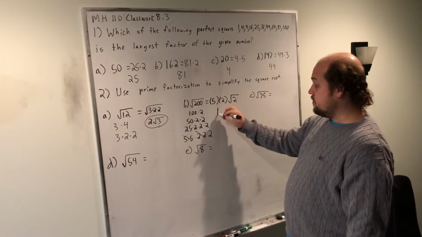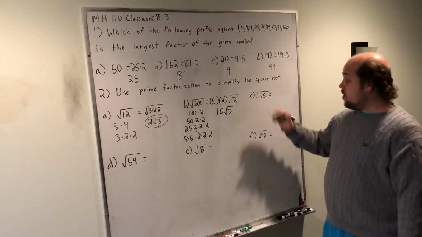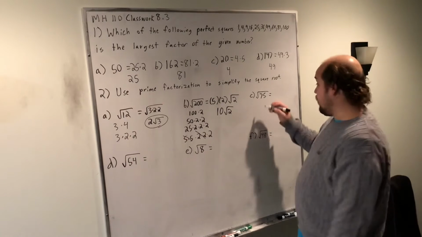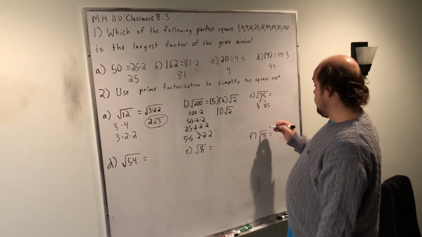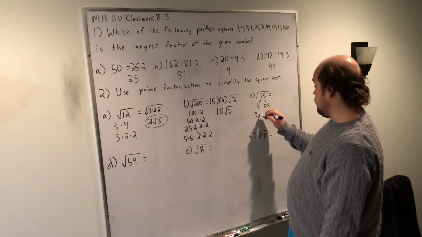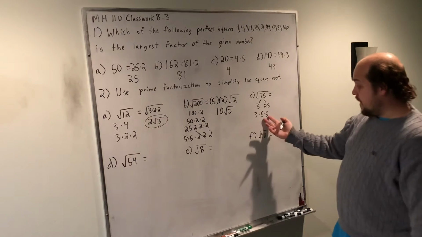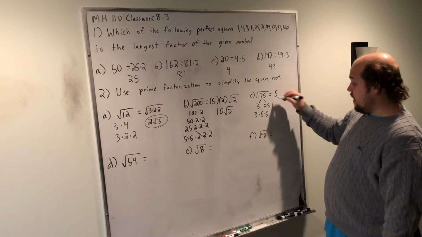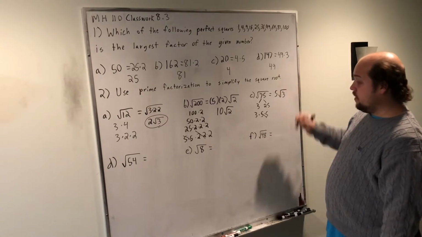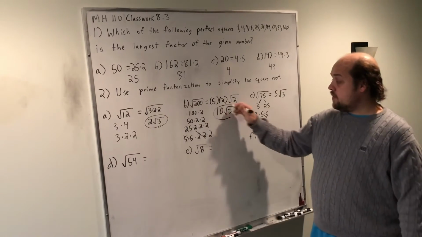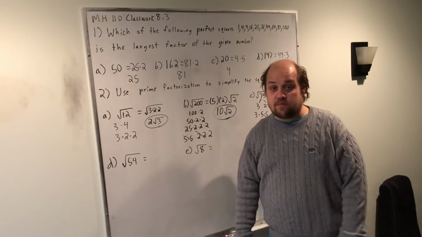5 times 2 gives me 10, so my final answer here would be 10 root 2. For 75, I could break that down into 3 times 25. I could break 25 down further, so it becomes 3 times 5 times 5. The 5s can come out of the root as a 5, since there's a pair of them. That leaves behind the 3 still under the square root symbol. So these would be my answers, and this is what's meant by the prime factorization method.